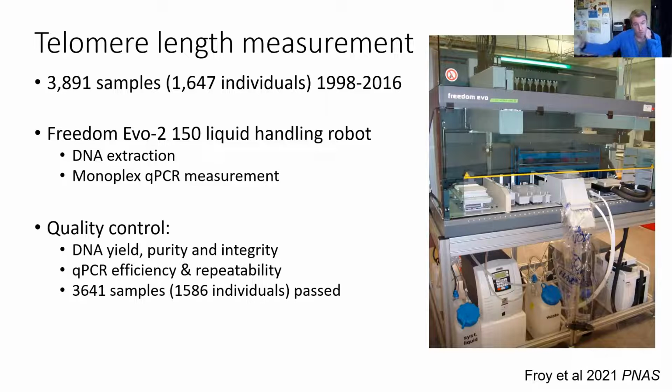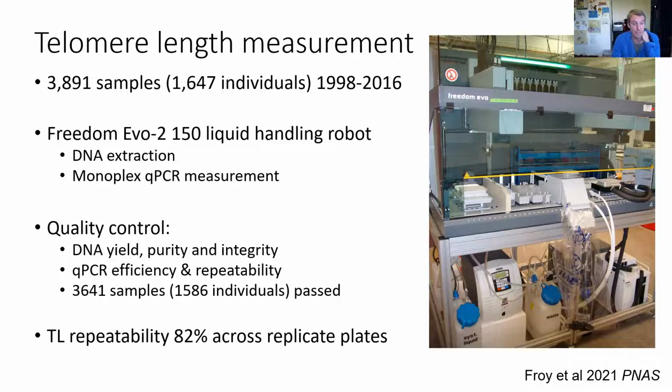And I think these guys worked really, really hard to establish what I think are quite rigorous quality control protocols. So they measured DNA yield, purity, and integrity. And they also measured qPCR efficiency and repeatability. And working with Hannah, they really established some thresholds for quality control. And if samples failed those, they were repeated. If the repeat failed, they were left aside. So we ended up with 3,641 samples, which were led through into the analyses.